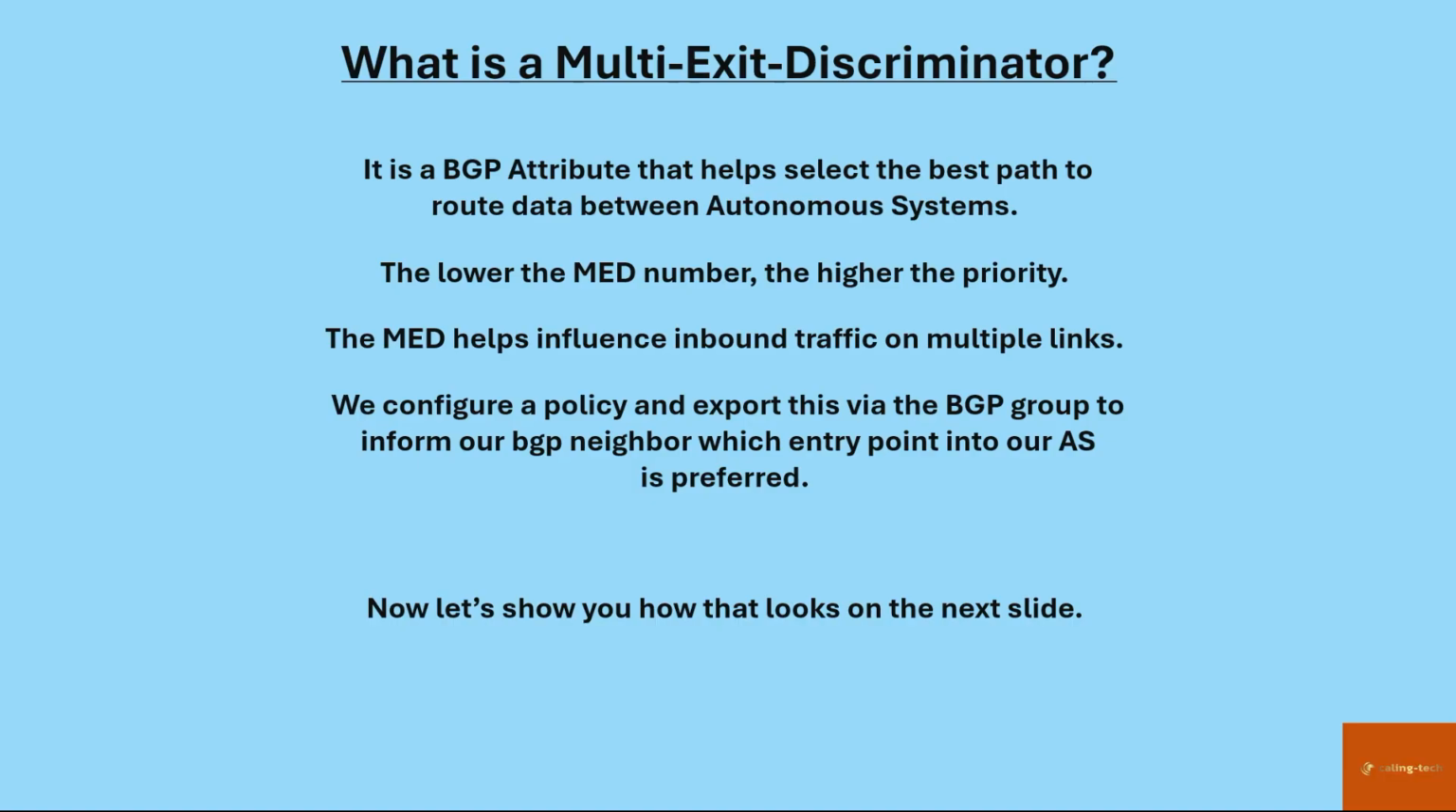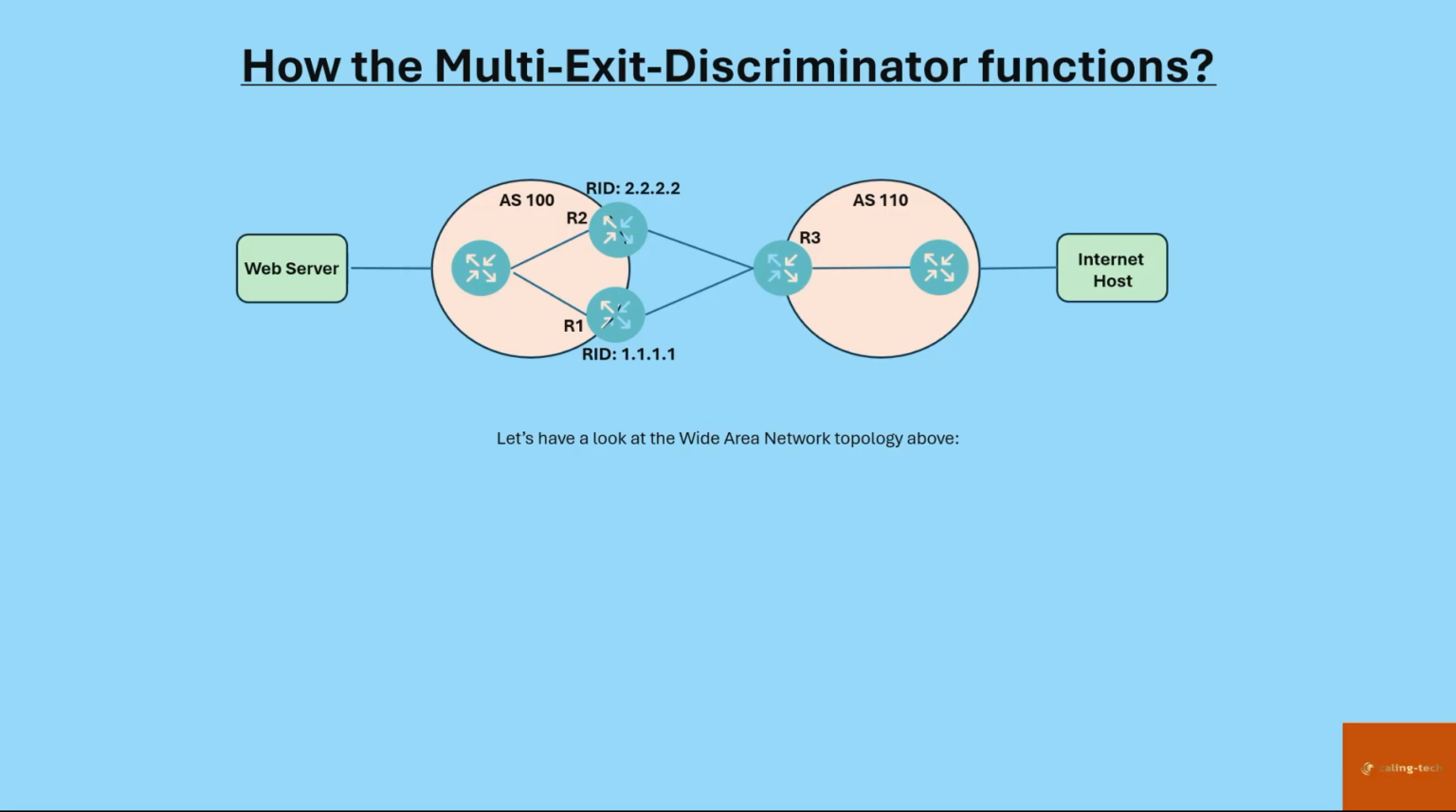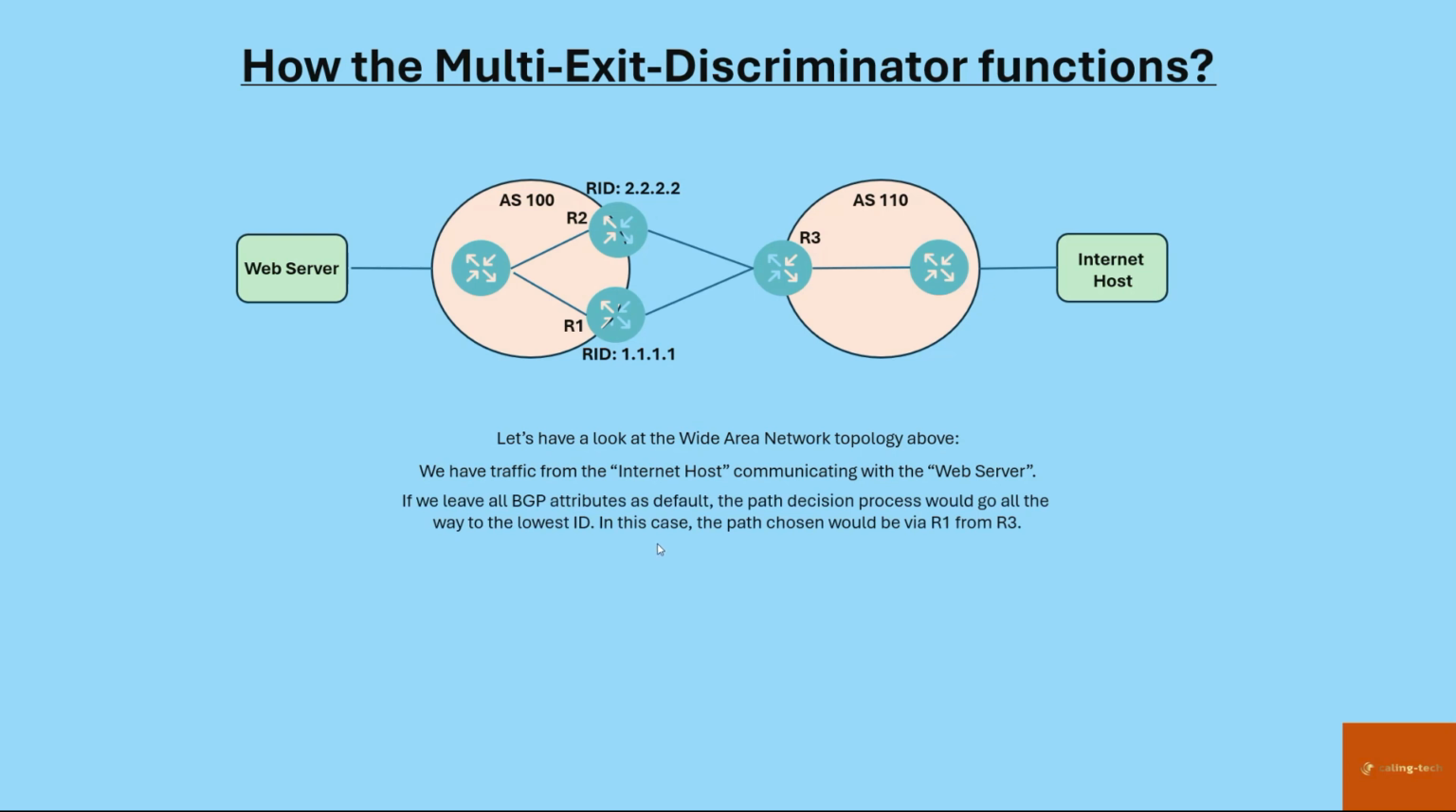So let's show you how that actually looks on the next slide. So let's have a quick look at how the multi-exit discriminator functions. So we'll have a look at the wide area network above, the topology. So we have traffic from the internet host on the right here that wants to communicate with the web server on the left. Now, if we leave all the BGP attributes as default, then the path decision process would go all the way to the lowest ID. And in this case, the path chosen would be via R1 from R3.